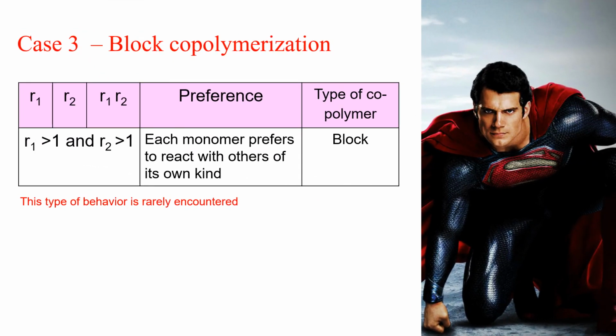In case 3, for block copolymerization, both of the monomer reactivity ratios must be greater than 1. So each monomer prefers to react with its own kind, so it will produce the block copolymer. And for your information, this type of behavior is rarely encountered.